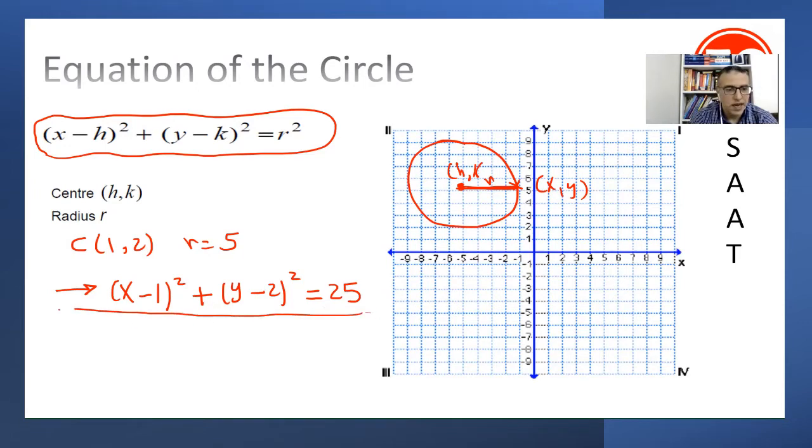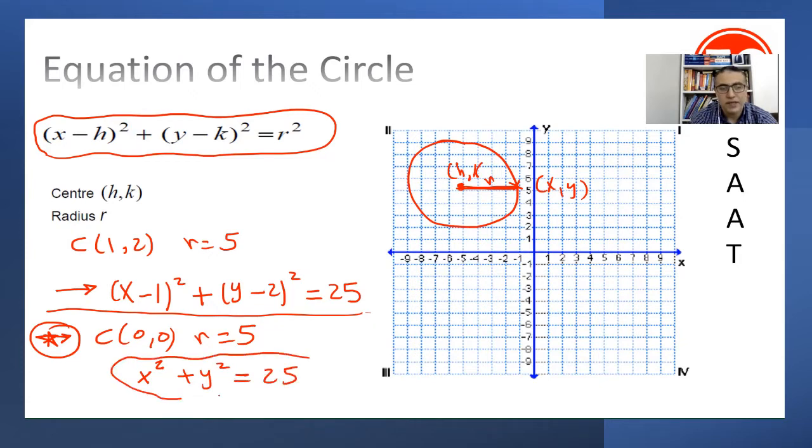But I need from your side to notice something very important. If you have a center (0, 0) and the radius 5, in this case, the equation is x squared plus y squared is equal to 25. Why is that? Because (x minus 0) squared is the same as x squared. So this is called the equation of a circle. What you need to know is that (h, k) is the center, and (x, y) is a point that lies on the circle.